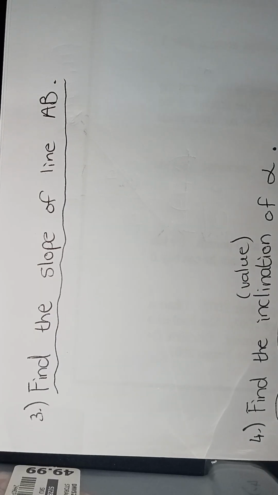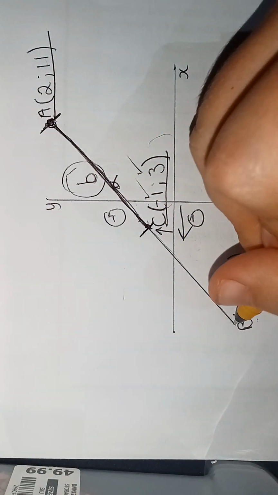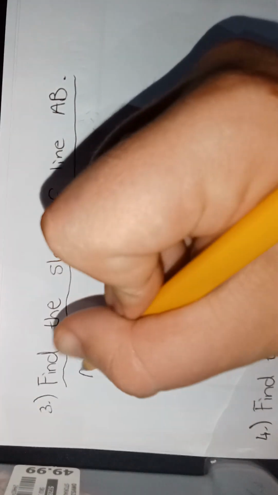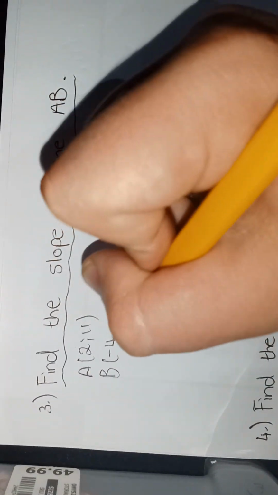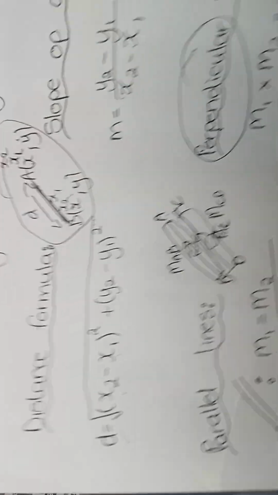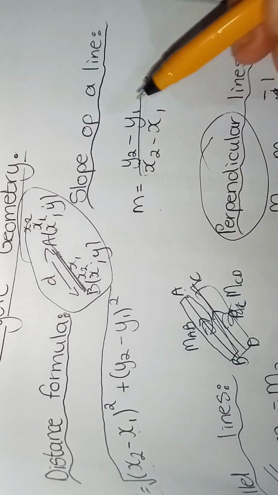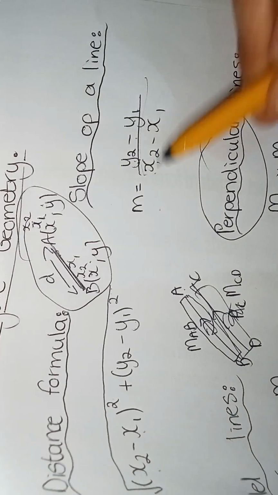Okay, next question. Find the slope of line AB. So they want us to determine the slope of line AB, that one there. So yet again, write down your coordinates. You have A and you have B. A is (2, 11). B is (-4, -5). Now, what is our slope formula? Slope is y2 minus y1 over x2 minus x1.